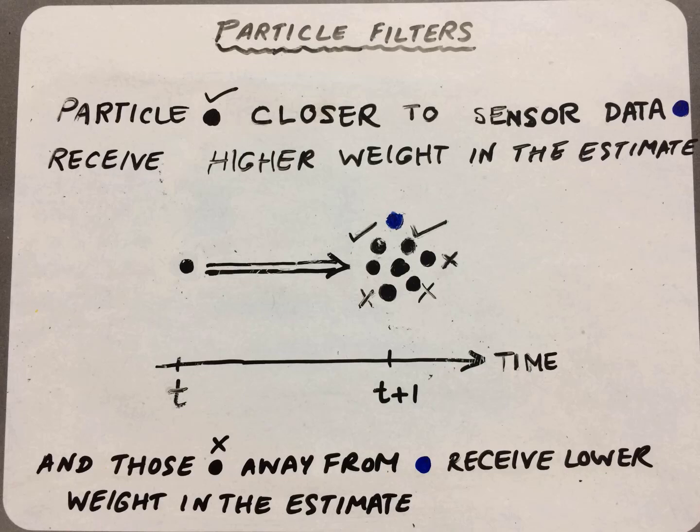So the way particle filters work is that it is going to select the black particles for higher weightage which are closer to the blue particle. So you see the top 2 black particles, they are closer to the blue one, and so they are going to receive higher weight. It means, in other words, that the particles which are closer to the sensor data are more accurate in estimating the location. That is the message. And likewise, the particles which are away from the sensor data are going to receive lower weightage in the overall estimate.